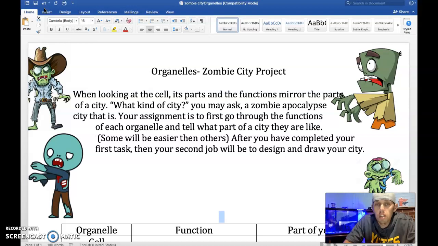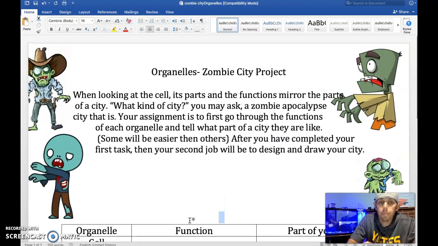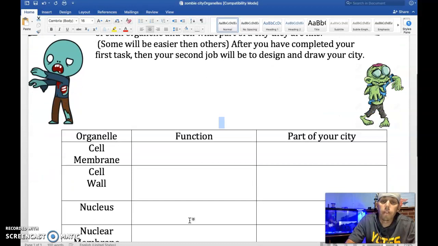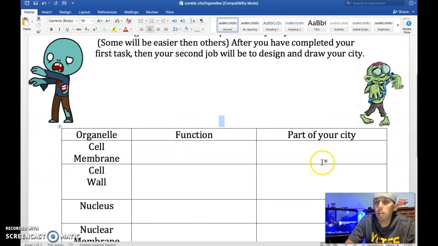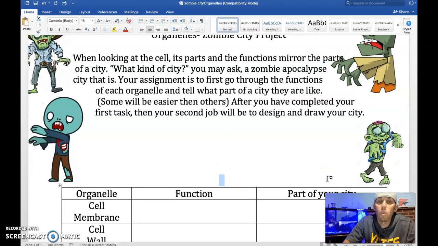Your assignment is to first go through the functions of each organelle and tell what part of the city they mirror. You will do that here in the functions part. Some are going to be much easier than others. After you have completed that with the functions and then come up with a part of the city that it represents, then you are going to design and draw your city.